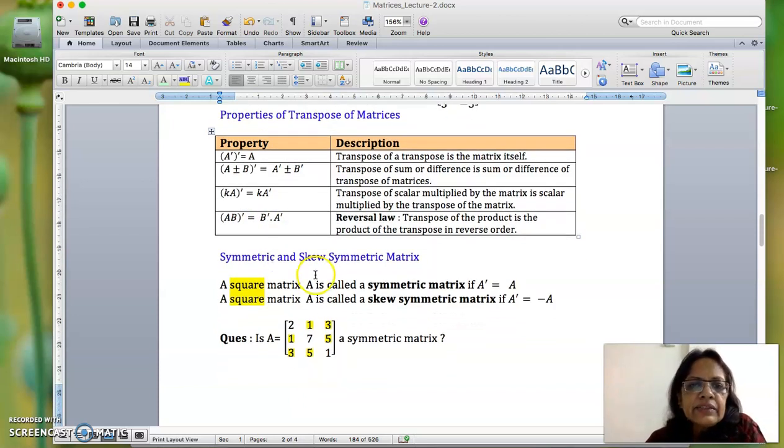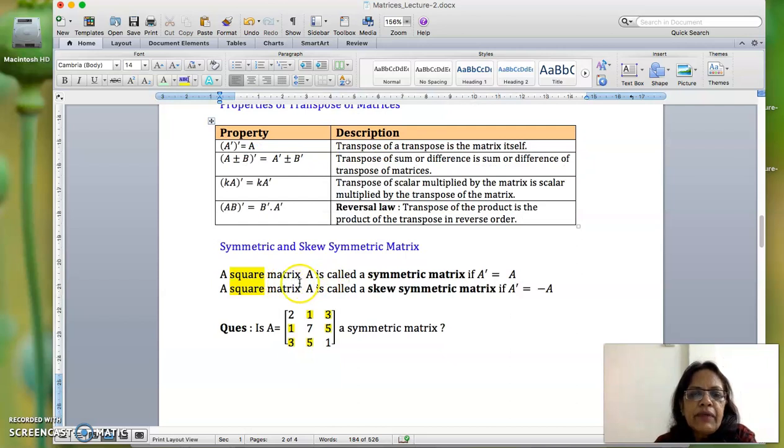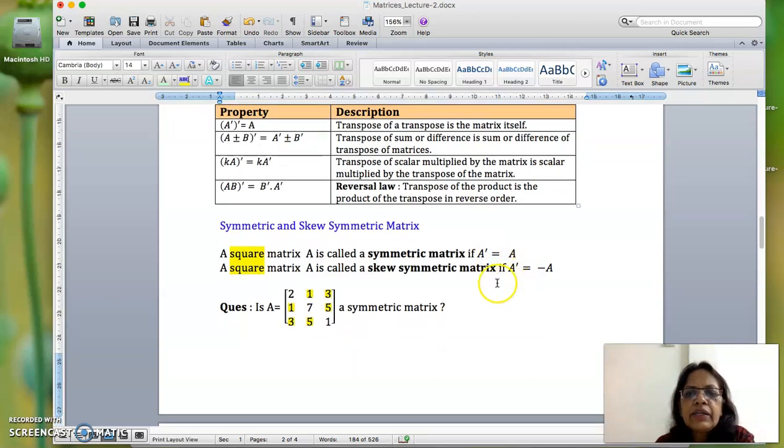Then we have some types of matrices. One is a symmetric matrix and the other is skew symmetric. A square matrix A is called a symmetric matrix if A dash is equal to A. That is, when you take the transpose and we get the same matrix, it is called the symmetric matrix. And if on taking the transpose the resultant matrix comes out to be the negative of the original matrix, then it is called a skew symmetric matrix.